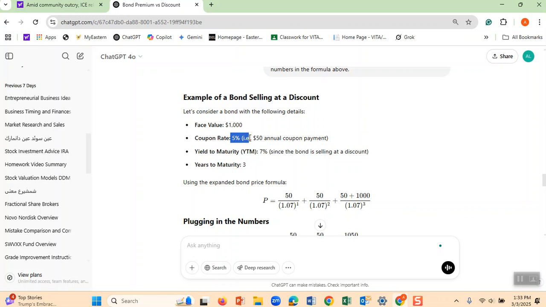Now, there is another component in that. And imagine that the interest rate that the bank is giving you is also 5%, which means that, again, the bank is going to give you the same contract, $50, $50, and $50.